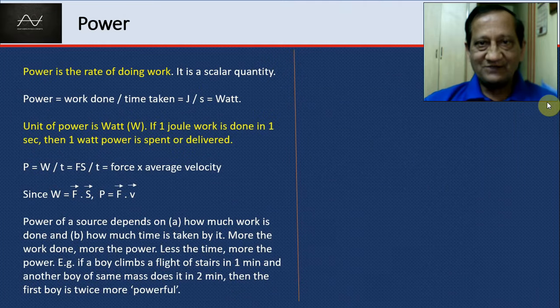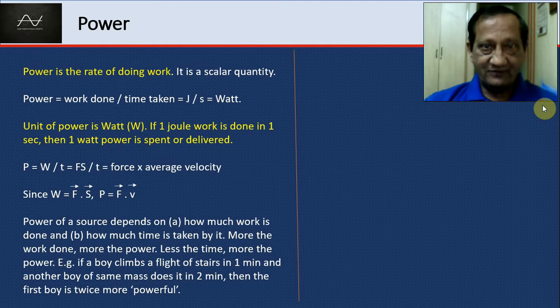So last time we talked about what is work, namely F dot S, and we saw various situations when the work done by a force could be positive, negative, or zero. And we also talked about energy. In this session, we will talk about power and kinetic energy, and we will also develop the work-energy theorem.